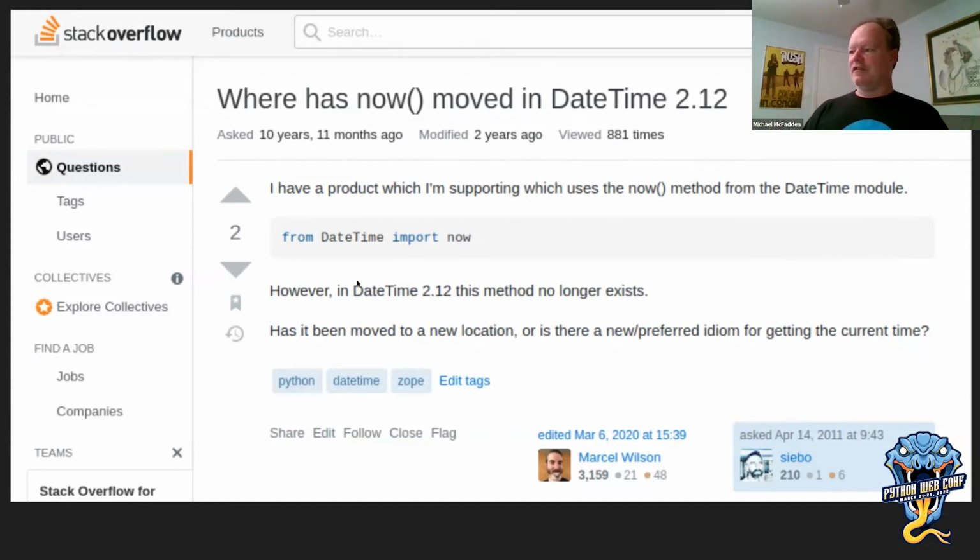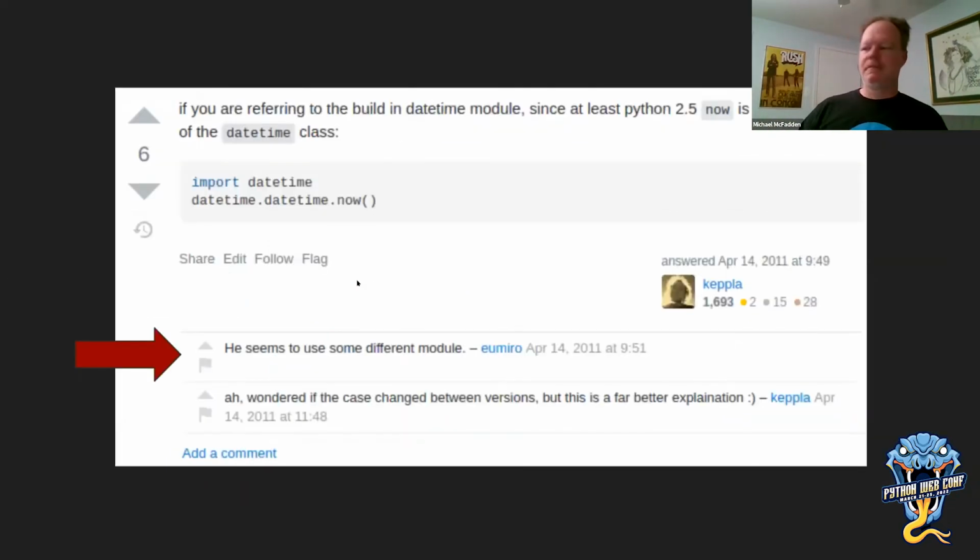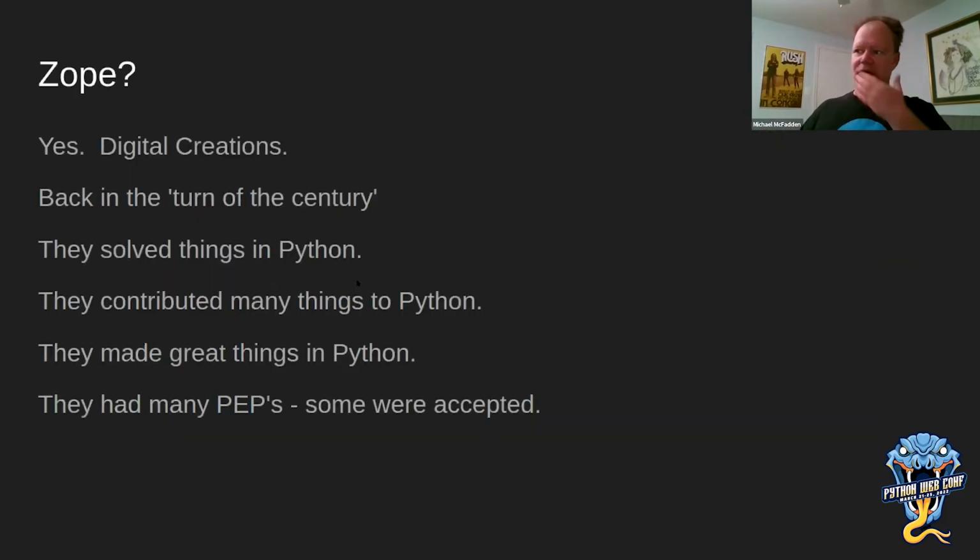Like I found this Stack Overflow thing. It's like, where did now go? And the answer is right here. He seems to be using some different module. So yeah, if you don't know this capital D, capital T thing, as I said, don't worry about it. I hope you really don't find it. If your journey never comes across this, great.